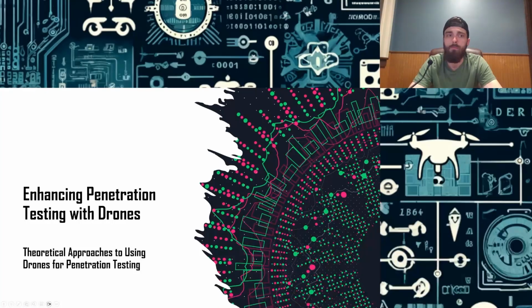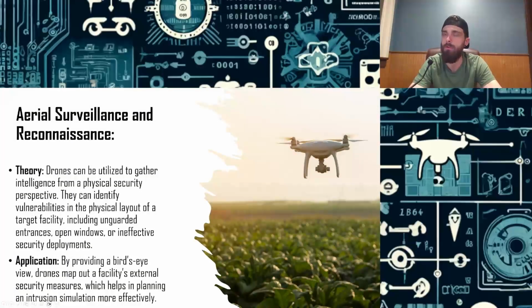So this is going to be some theoretical ideas of how drones can be used, and then just a quick reality-based application to tie that theory together. So up first, we have aerial surveillance and reconnaissance. So the theory here says that drones can be utilized to gather intelligence from a physical security perspective.